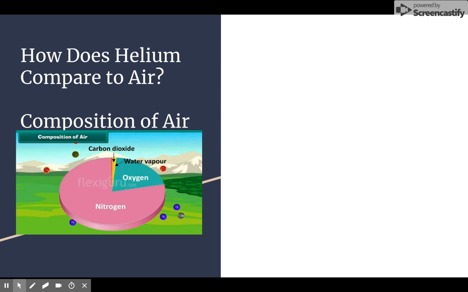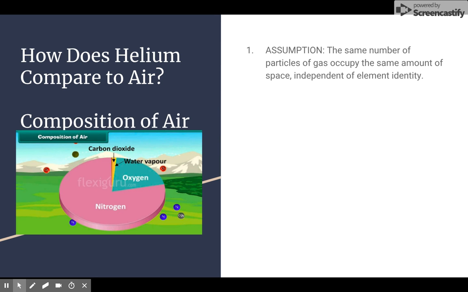So air is mostly made up of nitrogen. It's about 78% nitrogen with about 21% oxygen, and then about 1% carbon dioxide, argon, and other trace gases.